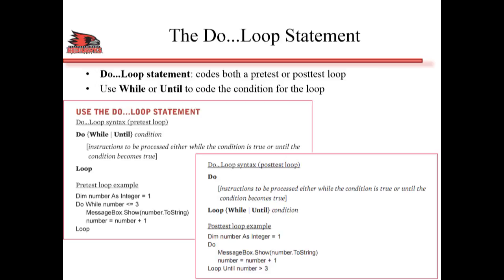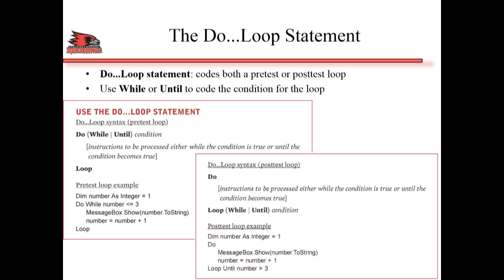Initially number is defined as 1, and 1 is less than or equal to 3, so the lines of code run, the message box is shown, and the number is incremented to 2. 1 plus 1 is 2, and then it loops. It goes to the loop, the last line of the code, and goes back to the do statement. It again checks the number, sees that the number is 2 now, which is less than or equal to 3. The message box runs, and the number is again incremented to 2 plus 1, which is equal to 3.